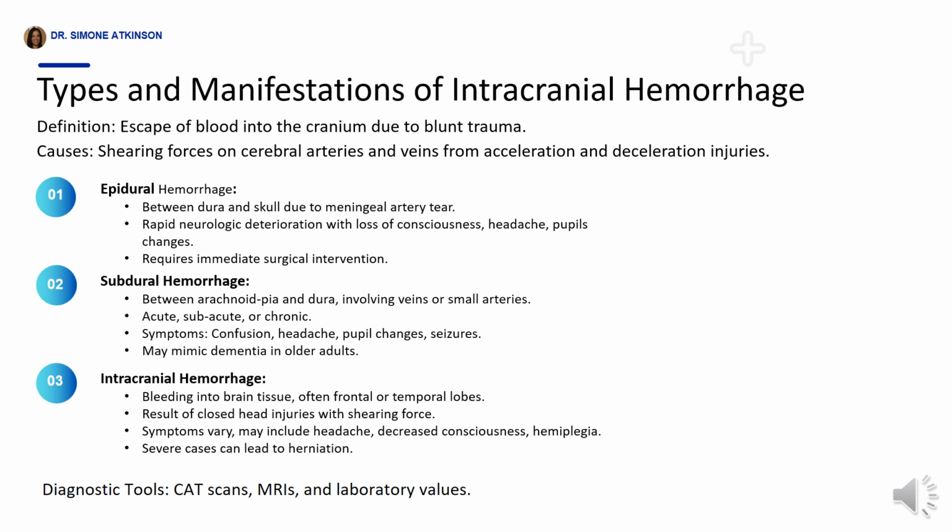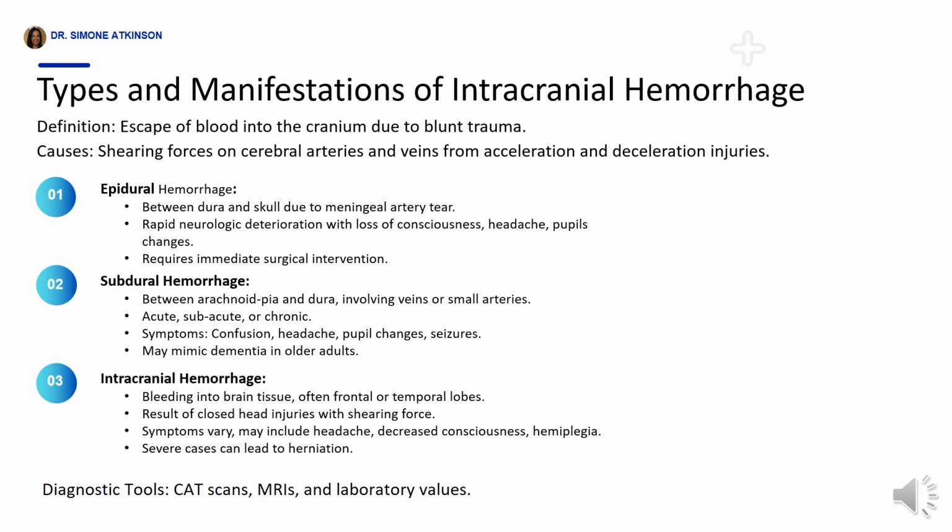Intracerebral hematomas can have various initial presentations depending on the injury and the location of the injury. Now, some common symptoms will include a headache, decreased level of consciousness, hemiplegia, ipsilateral pupil dilation, and in severe cases, expansion can lead to herniation.